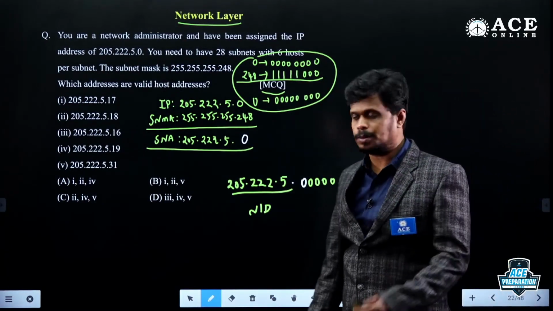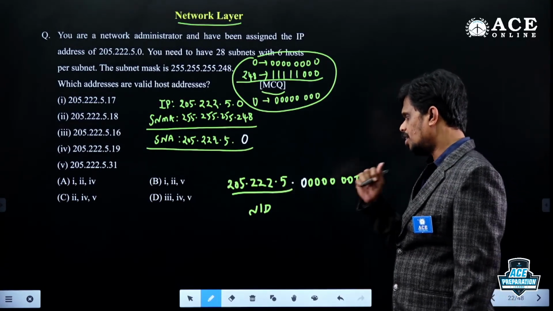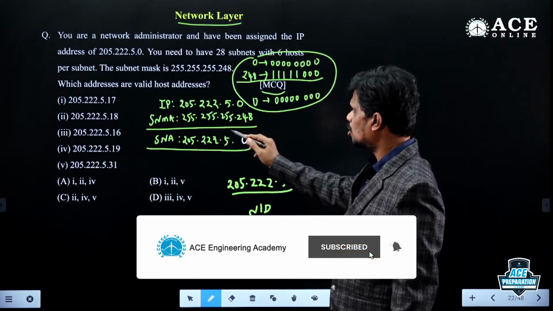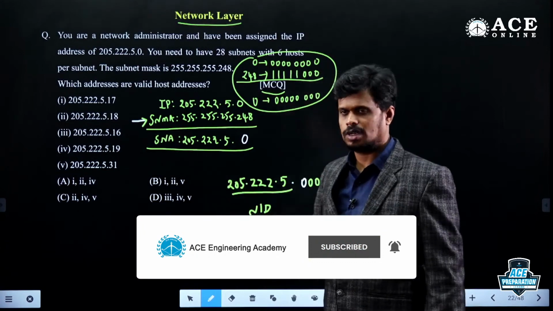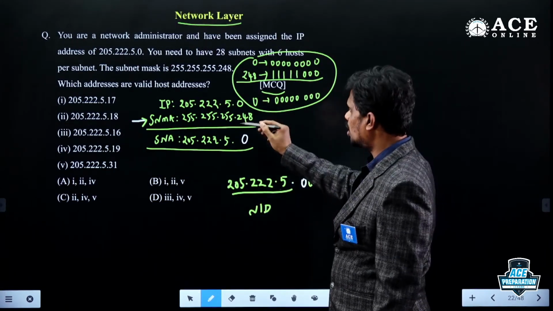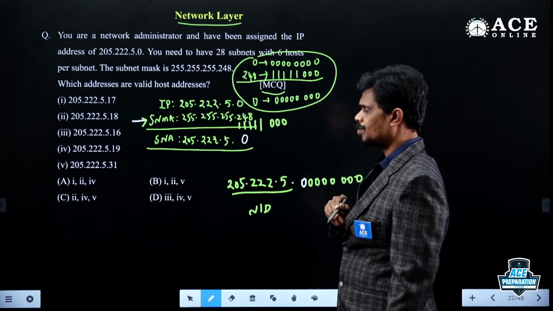So coming to the subnetwork ID here, look at the subnetwork ID. What is the length of the subnetwork ID here? To find out the subnetwork ID, I need to concentrate on the subnet mask address. What is the subnet mask address here? 248. So 248, how can I write? 5 ones and 3 zeros.